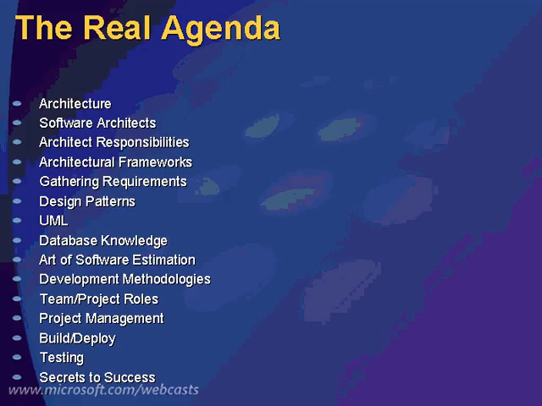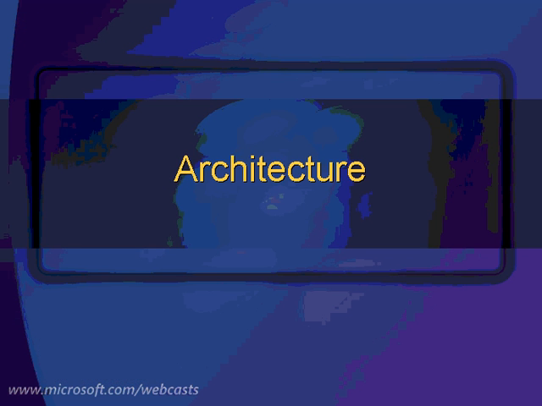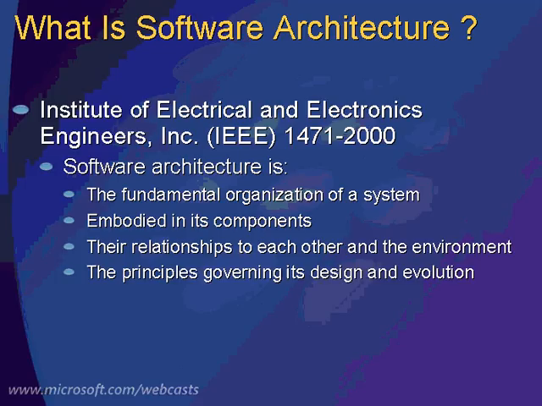So today I'm looking to really dispel a lot of the myths around what an architect does and what it takes to become a good one. So we'll start first with architecture and with the formal definition of what is software architecture. Here you see the IEEE definition of software architecture, that it's a fundamental organization of a system, embodied in its components, the relationships to each other and their environments, and the principles governing its design and evolution.